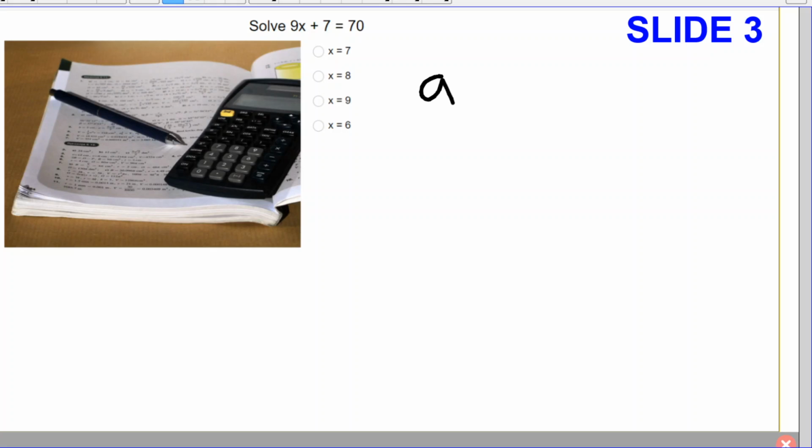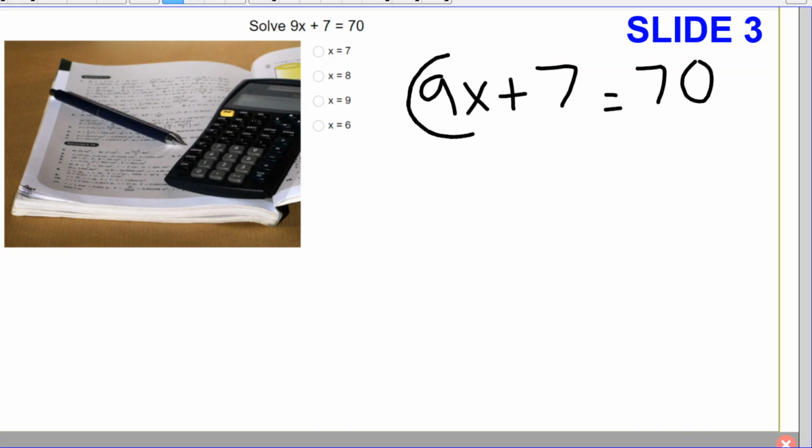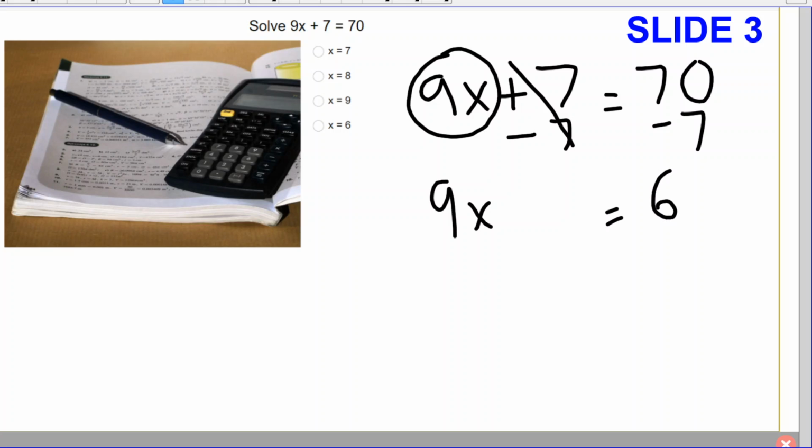So I'm going to start by writing out the question. So you can imagine this screen here is really like my piece of paper. So I'm writing out my equation. I'm looking where my x is, and I'm trying to move things away from the x. So instead of adding 7, whenever we want to move something, we're going to do the opposite, or we're going to do the inverse. So 70 take away 7 is 63.